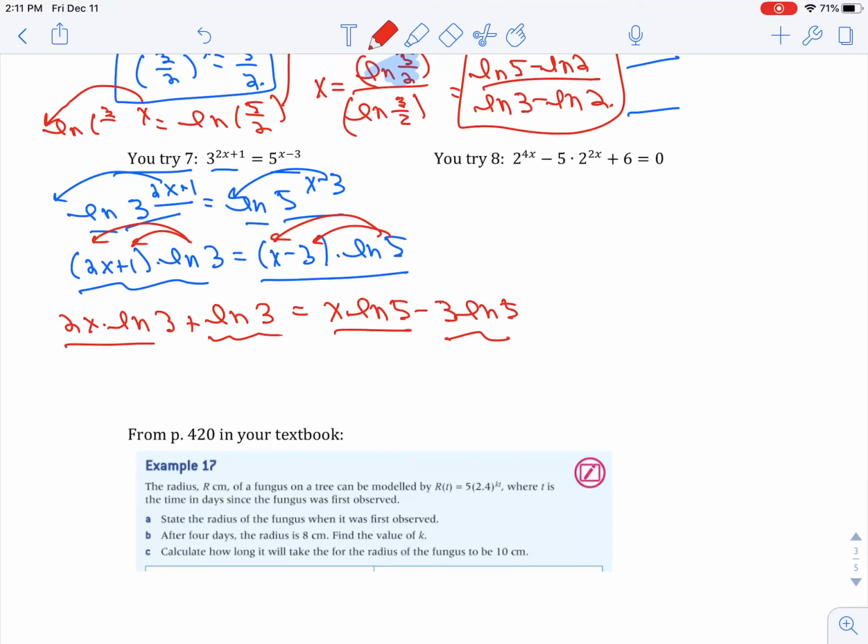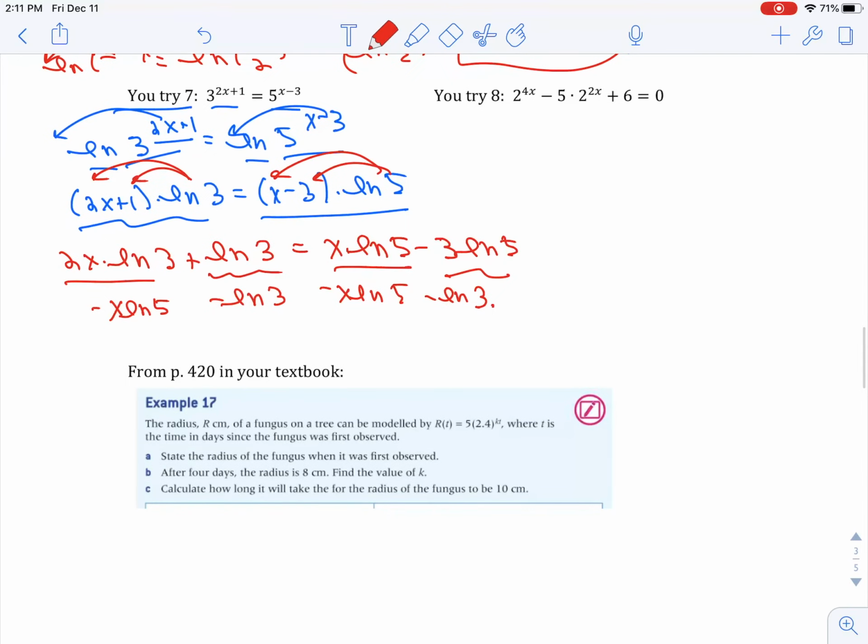So I'm going to move all the terms that have x in them over to the left-hand side. So I'm going to subtract x ln5 from both sides. And I'm going to subtract ln3 from both sides. And these are not divisions. I just want to emphasize that.